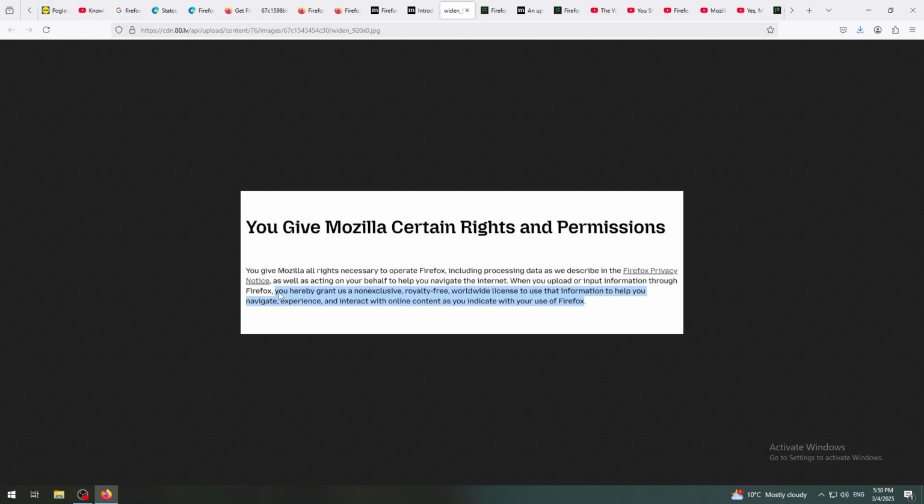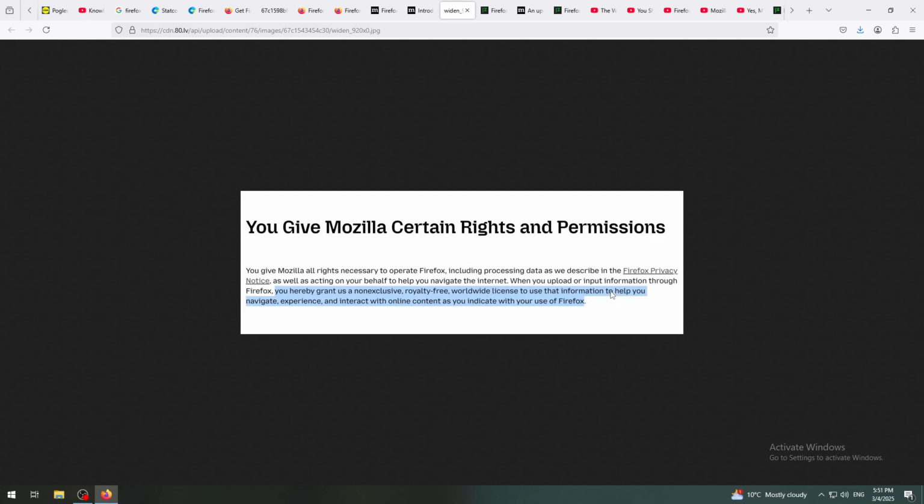So you grant us a non-exclusive, royalty-free, worldwide license. Again, non-exclusive, royalty-free, worldwide license to use that information. No, and that's again where you should stop. No, I'm not giving you any kind of license, not worldwide, not any, not royalty-free or non-exclusive. No, I don't need to do that. I don't want to do that. Why would I give you something like that?